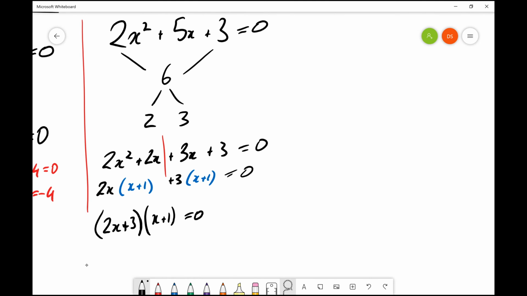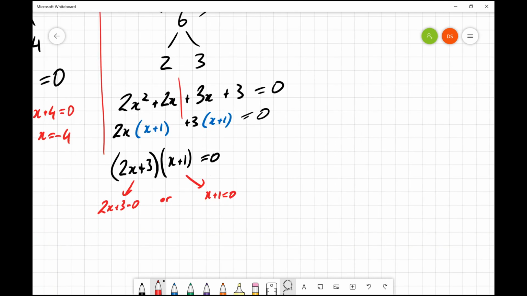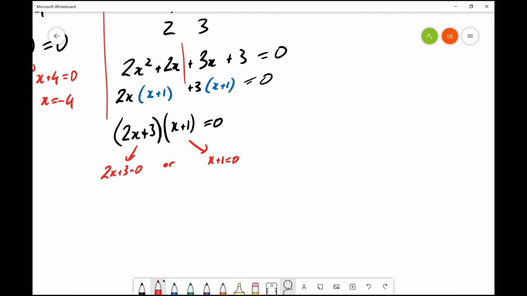And once again, solving these, making sure I go, when is this 0? Or when is this 0? I will get my two solutions: x is equal to negative 3 over 2, or x is equal to negative 1.